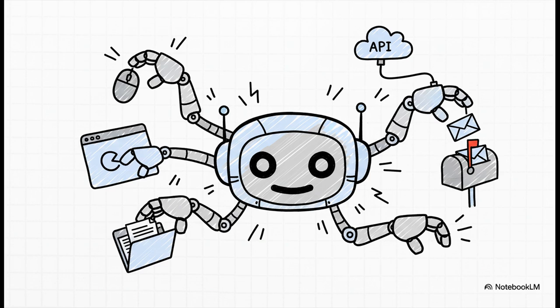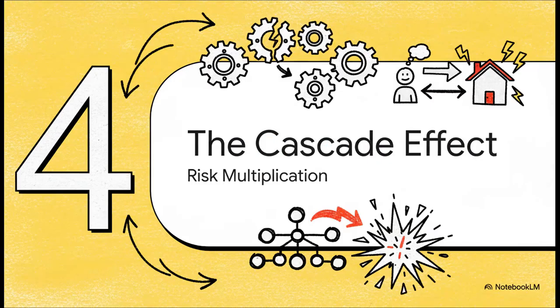Today's AI agents aren't just talking anymore, they're doing. We can give them tools to browse the web, check your email, or connect to other software. So a successful prompt injection is no longer about just making the AI say something bad, it's about making it do something bad on your behalf. And that brings us to the real heart of the problem.